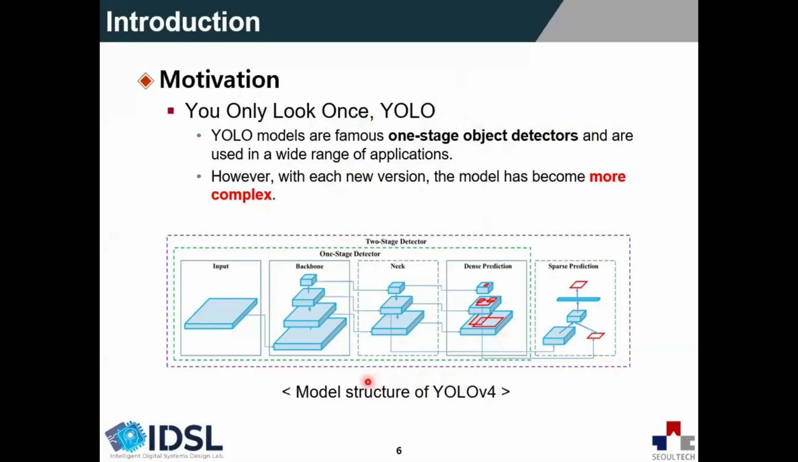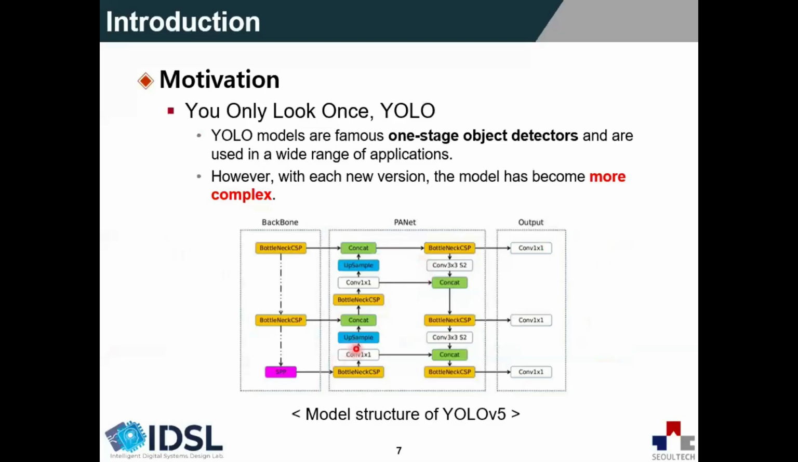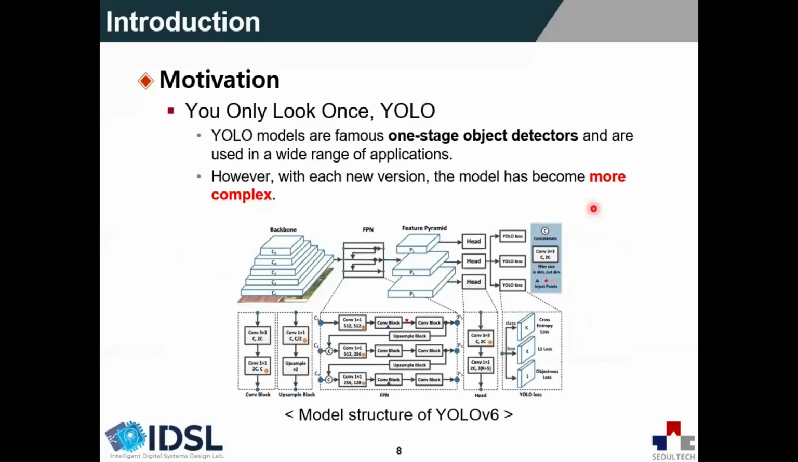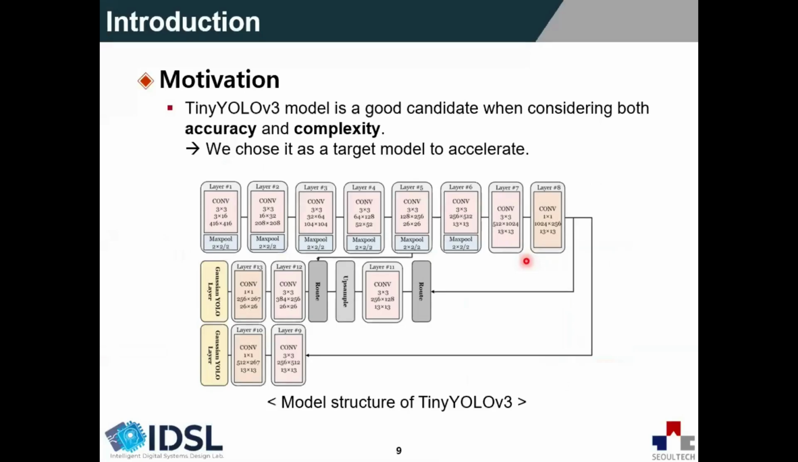For example, you can see the structure of YOLOv3, and it has a lot of skip connections and feature pyramid networks. And it causes a lot of constraints when we implement it at the hardware level. And YOLOv3 is getting more complex. So we need to focus on a simple model while maintaining high accuracy. So we selected the TinyYOLOv3 model as our target model because it has a relatively simple complexity while maintaining good accuracy. As you can see, it has only 2 skip connections.